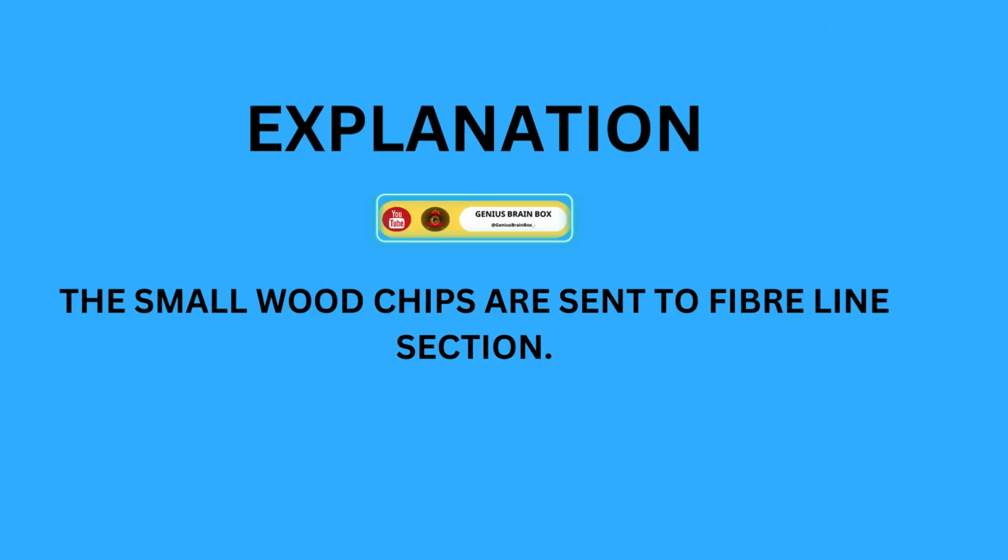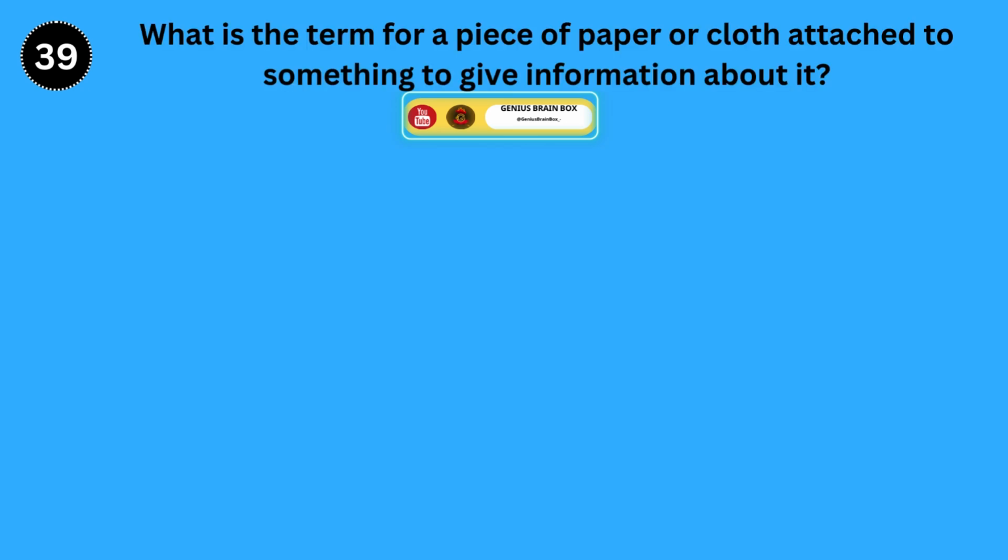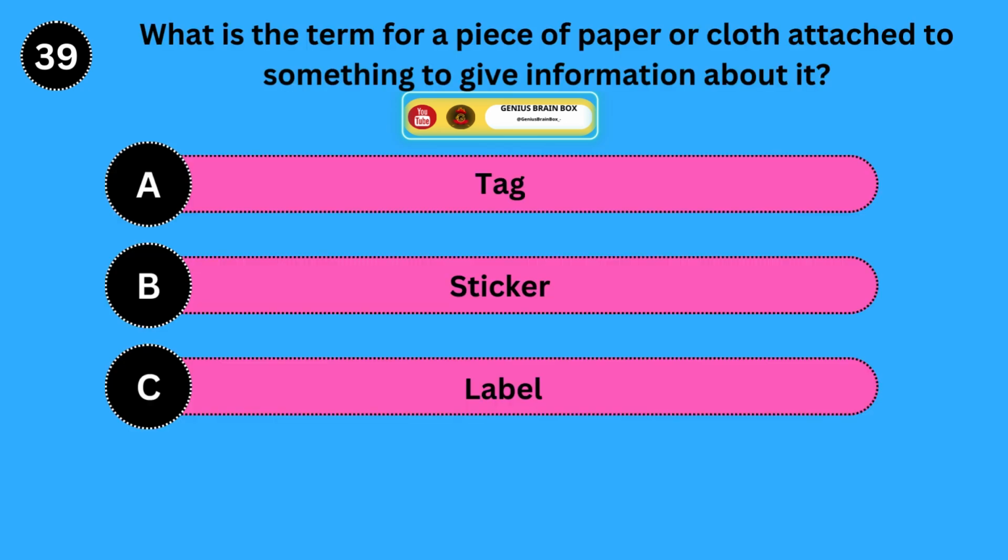Explanation. The small wood chips are sent to the fiber line section. What is the term for a piece of paper or cloth attached to something to give information about it? Option A, tag. Option B, sticker. Option C, label.